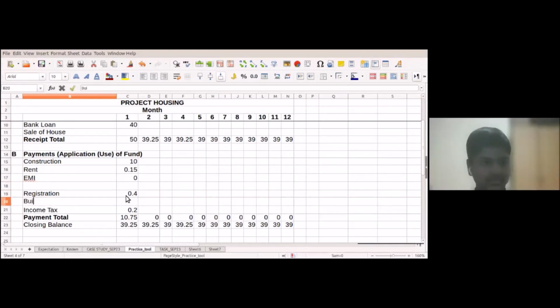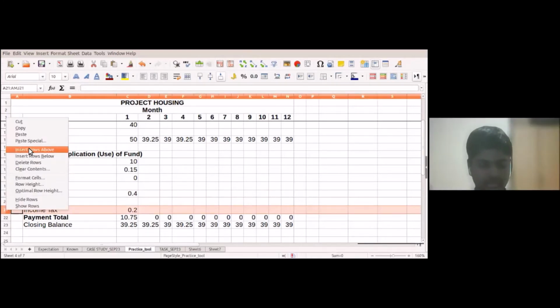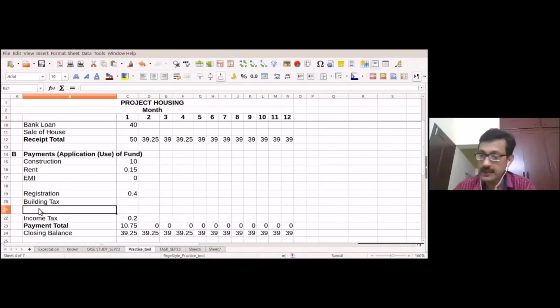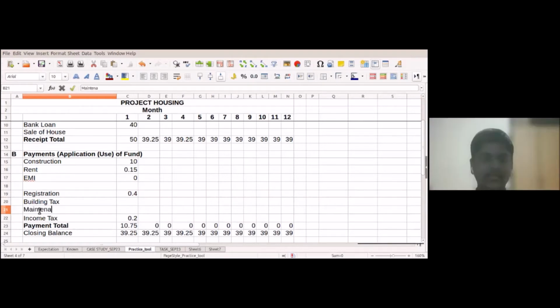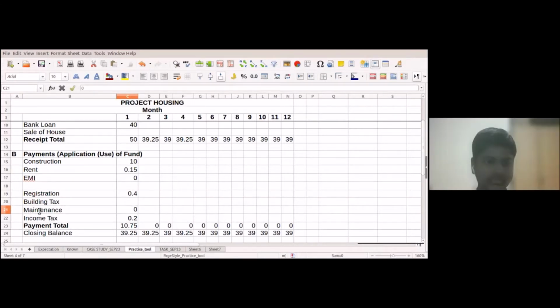Anything else that we have? Building tax or something which we discussed. Yes, sir. Then what other thing came up was repair and maintenance. Maintenance won't come the first time, so it's 0. Building tax comes when we are building or constructing the site.